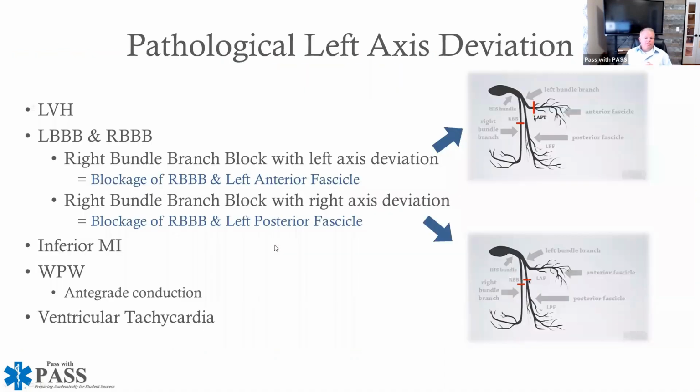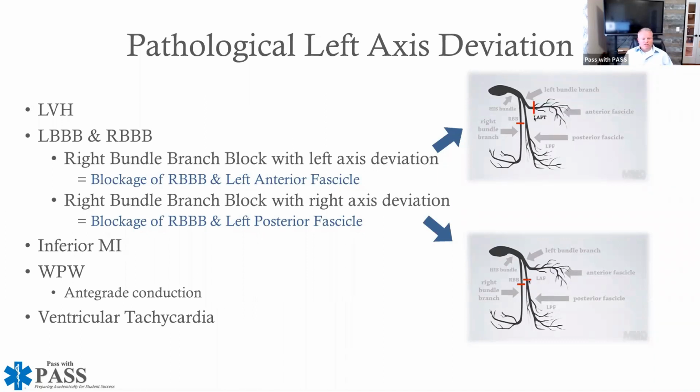All right, so pathologic left axis. Remember that a left axis is normal, but a pathologic one is abnormal. And remember that the pathologic is negative 90 up to negative 30. So that is outside of negative 30 to positive 90, and that's why this becomes a pathological left axis deviation.